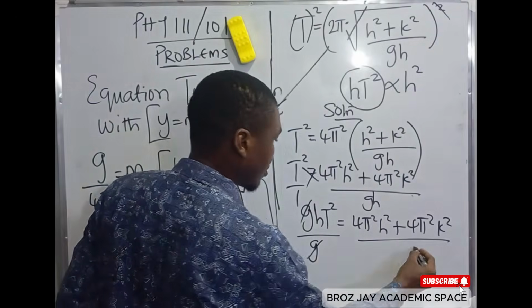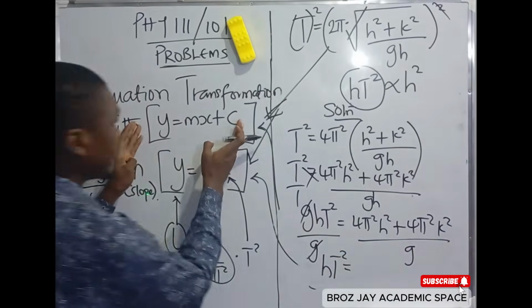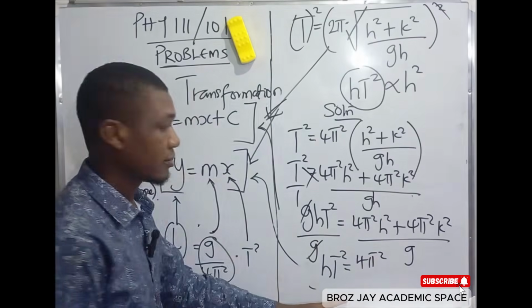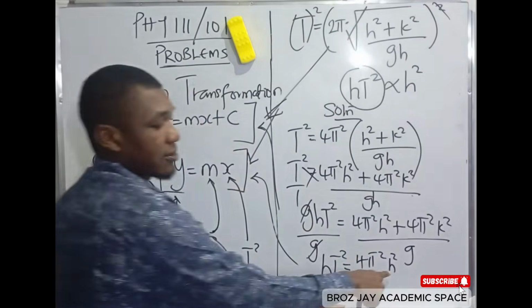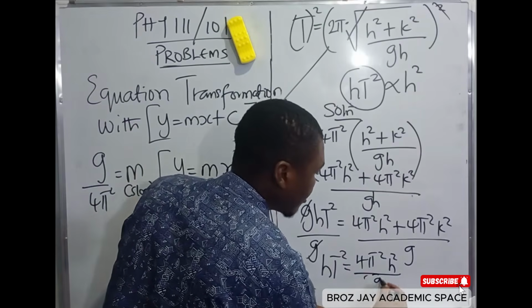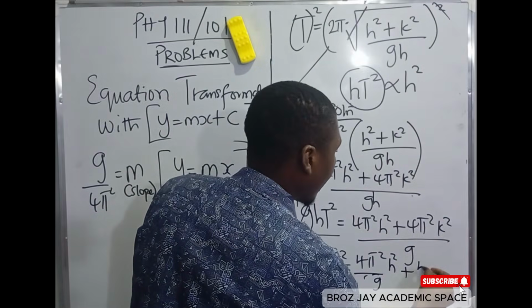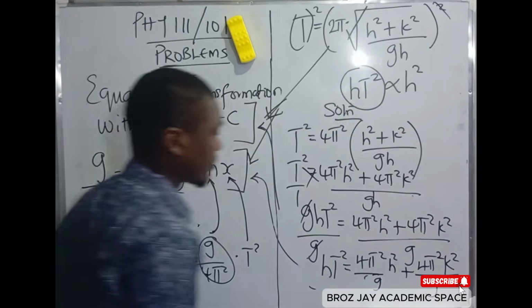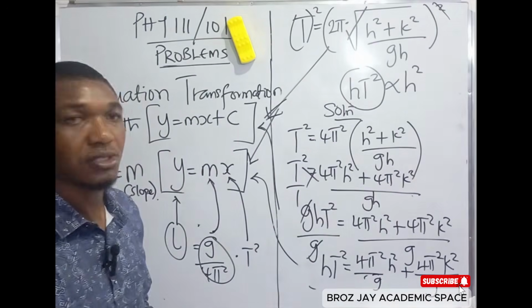So therefore, g is here. So if I say g t square is equal to, let me make this look like this automatically. Here will be 4 pi square, we have h square, which is the x, all over g. You can decide to make your g cover everything, no problem. You can decide to shift it, it's still the same thing. Plus 4 pi square k square all over g. Now, looking at this, have I transformed this equation to this? Yes, I've transformed this equation to this.